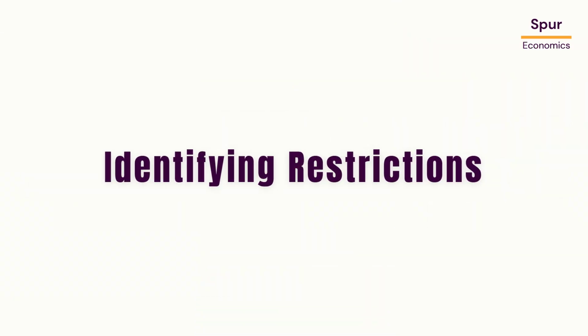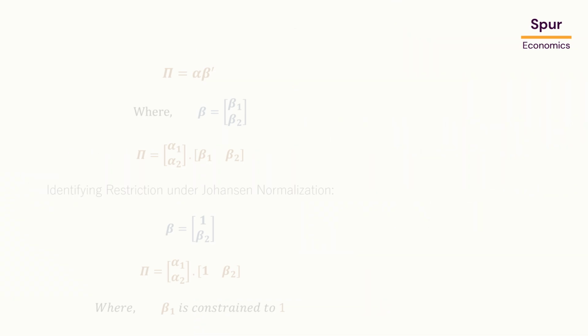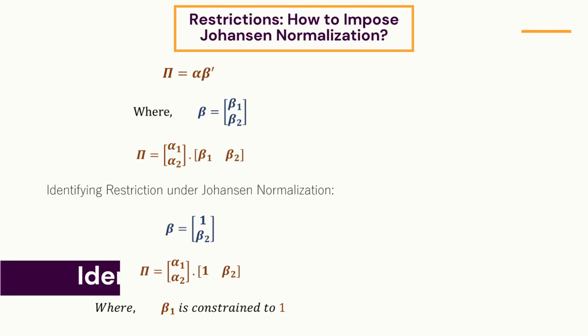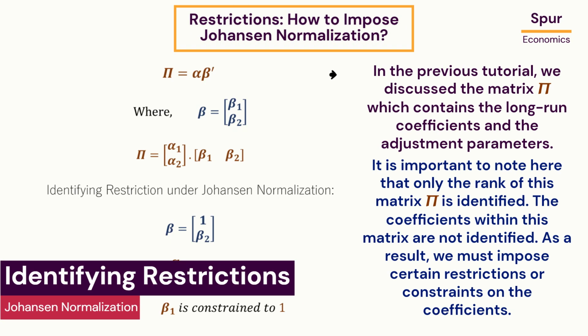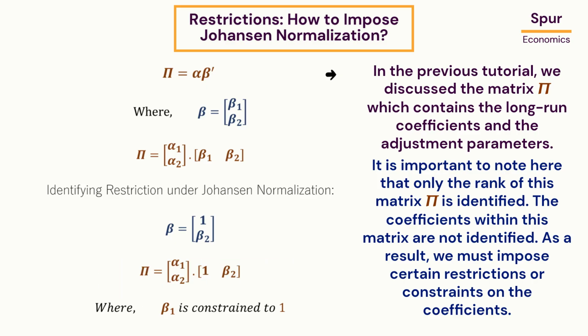Let us first talk about the restrictions that must be imposed in the VECM model. In the previous tutorial, we discussed the matrix pi, which contains the long-run coefficients and the adjustment parameters. It is important to note here that only the rank of this matrix pi is identified. The coefficients within this matrix are not identified. As a result, we must impose certain restrictions or constraints on the coefficients.